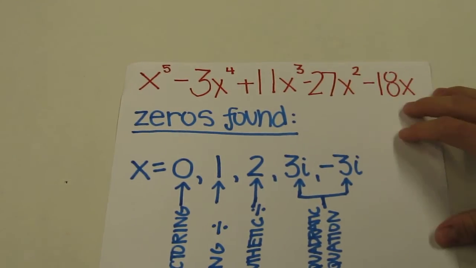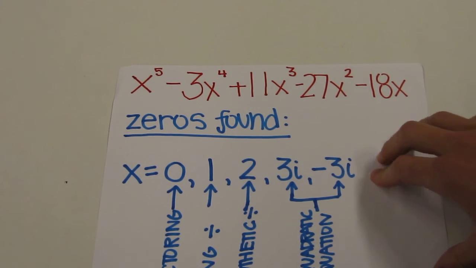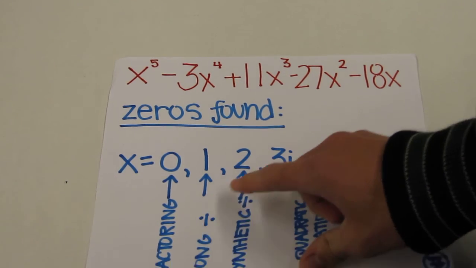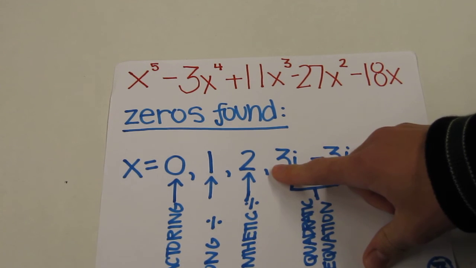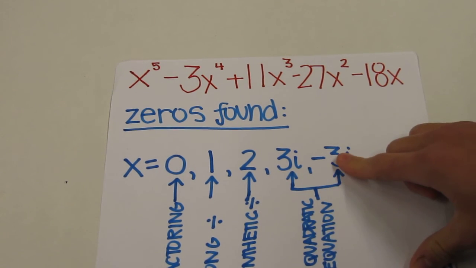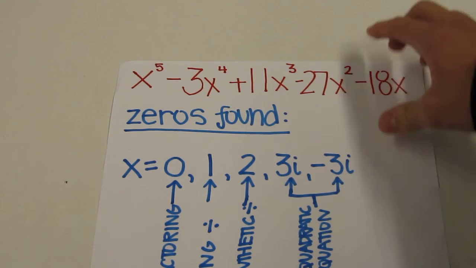So in conclusion, our 5 zeros are x equals 0 from factoring, x equals 1 from long division, x equals 2 from synthetic division, and x equals plus or minus 3i from the quadratic equation.